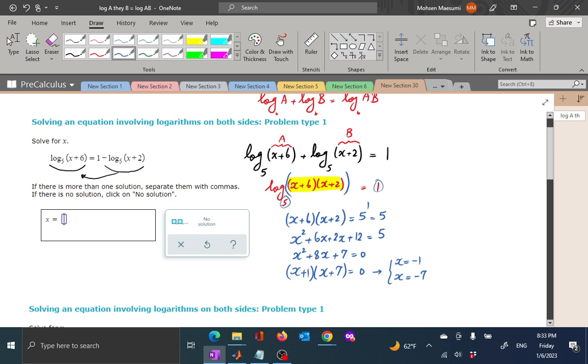Well, what do we mean by that? Is it possible for minus 1 to be an answer? Well, go ahead and check. Put the minus 1 here, so I'll have logarithm of, in base 5 of, minus 1 plus 6.